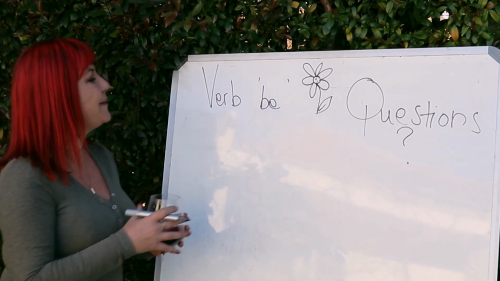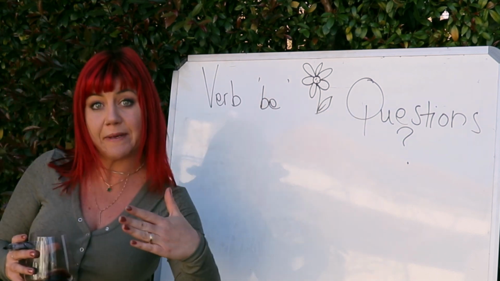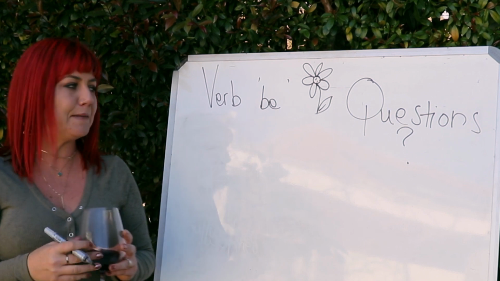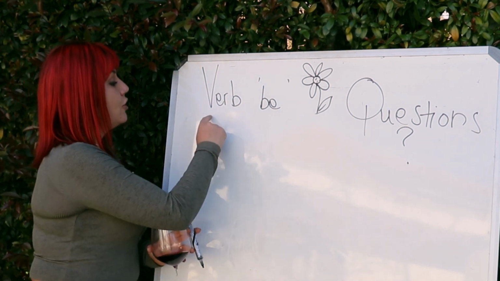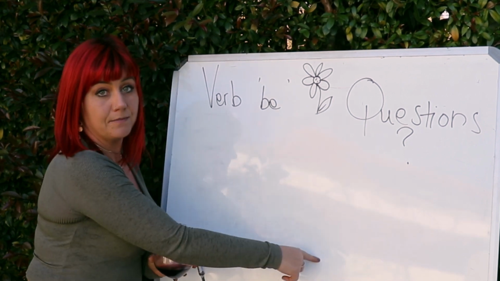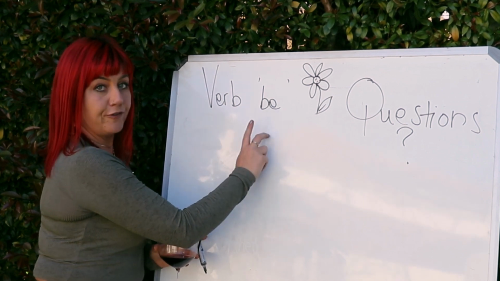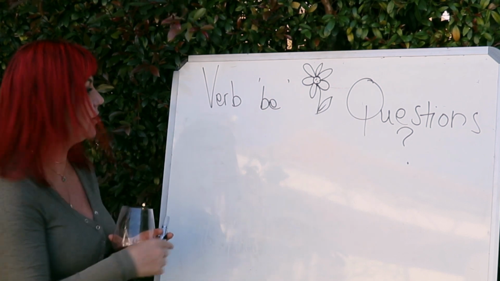All right, so we now need to know how to ask a question about those topics that we spoke about already. I'm going to give you a good little tip. Usually it is subject, verb be, object, right? All you're going to do is take your subject and your verb be and change them over. So let's have a look together.